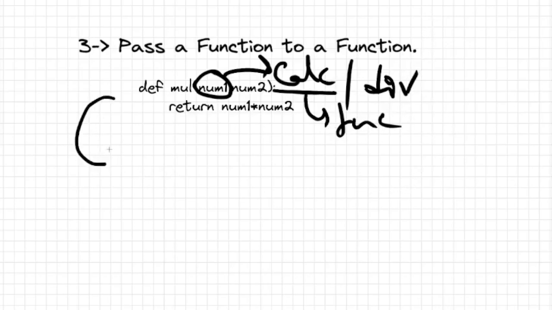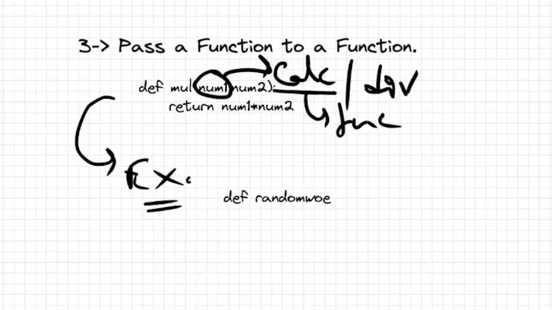Let's see this with the help of an example. Let's assume there's a function called random work. It takes as input two variables, a comma b, and also takes a function named output. What does this random work actually do? It just returns the function output by passing a comma b in it.